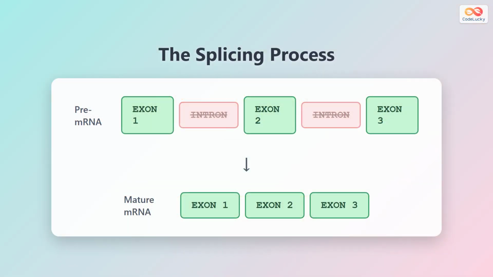During the splicing process, the pre-messenger RNA undergoes a dramatic transformation. The molecular machinery identifies all the introns in the molecule and cuts them out precisely. The remaining exons are then joined together in the correct order. So our pre-messenger RNA that had exon 1, intron, exon 2, intron, and exon 3 becomes mature messenger RNA with just exon 1, exon 2, and exon 3 connected seamlessly. This mature messenger RNA is now ready for the next step in protein synthesis.